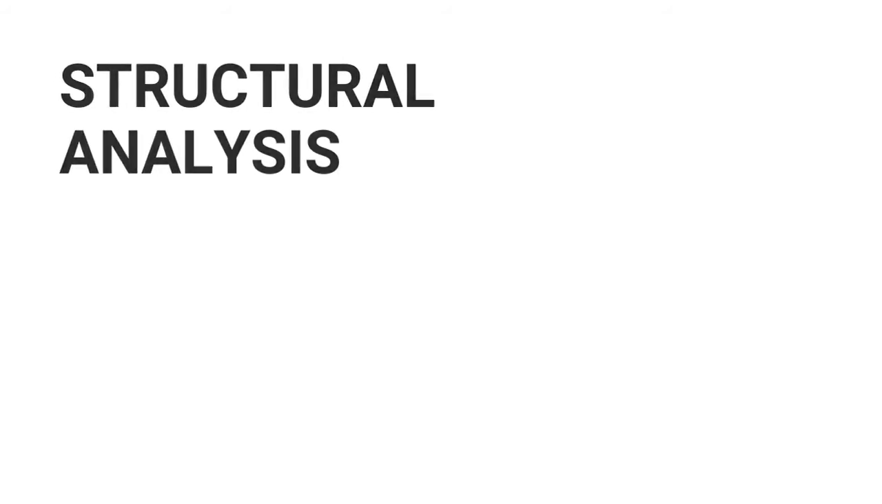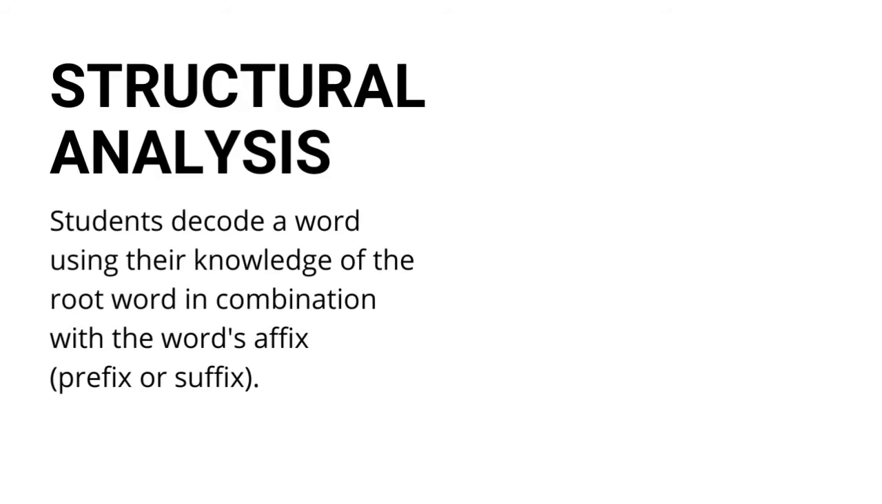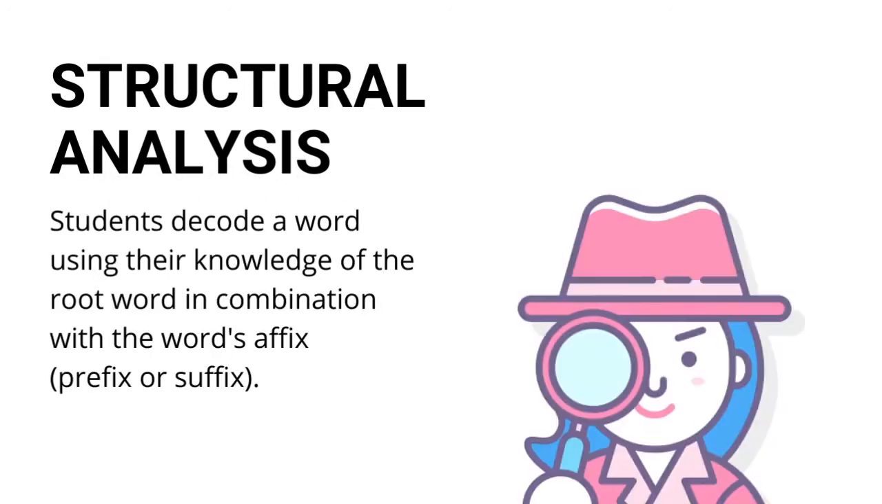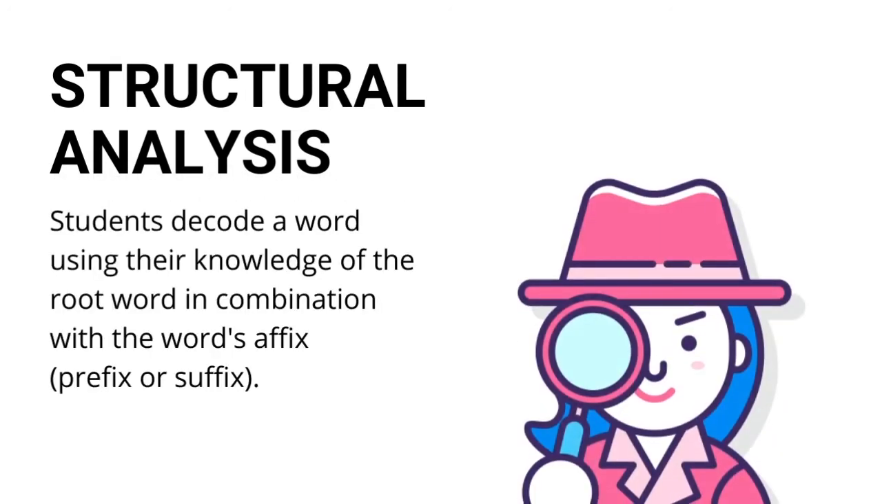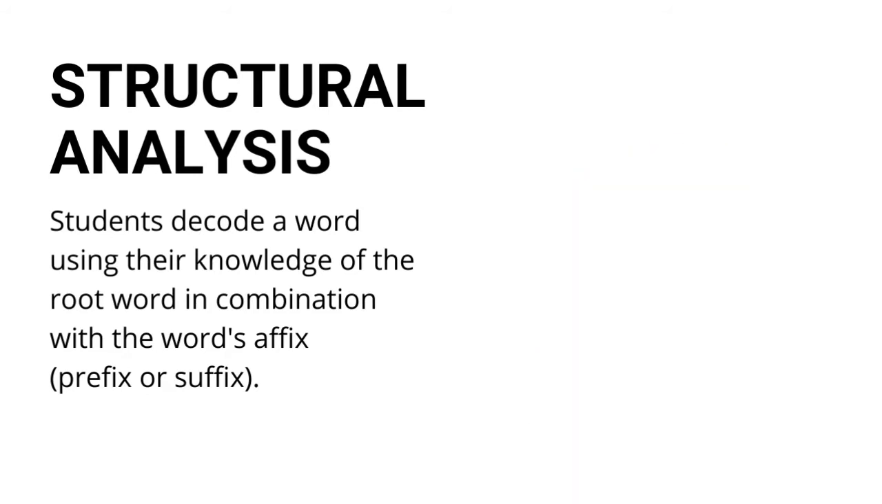And let's start by remembering what the first term, structural analysis, means. By definition, structural analysis happens when students decode a word using their knowledge of the root word in combination with the word's affix. It might be a prefix before the word or a suffix after the word. But that's not easy to remember, so let's make this visual and put some examples to it, shall we? Here we have Structural Analysis Anna. It's a great name, right? Structural Analysis Anna reads, understands, and comprehends words by investigating the structure of a word, often starting with its root.